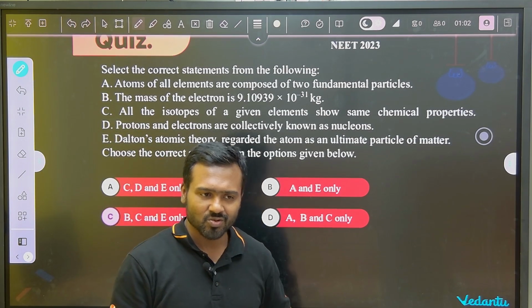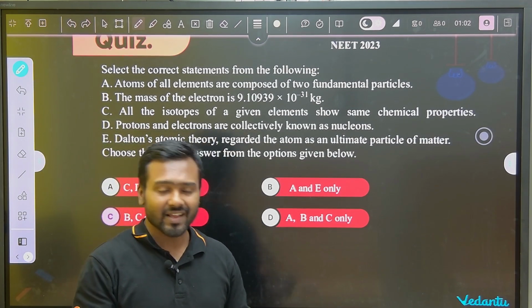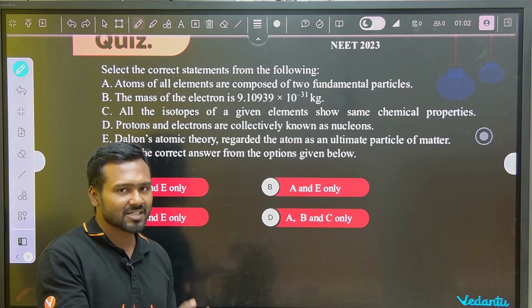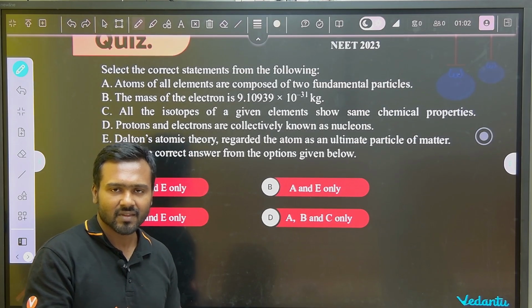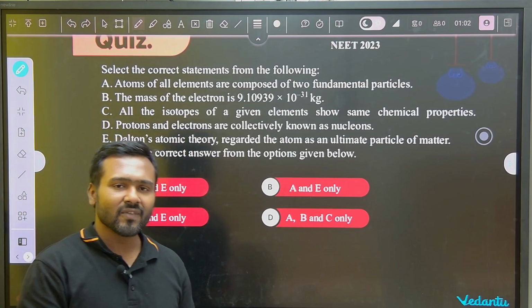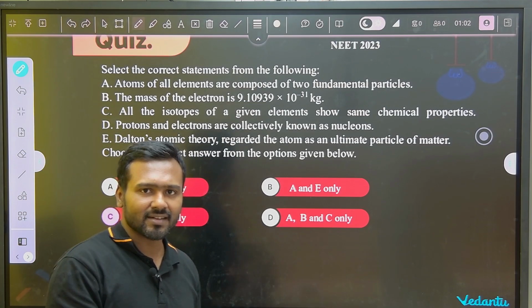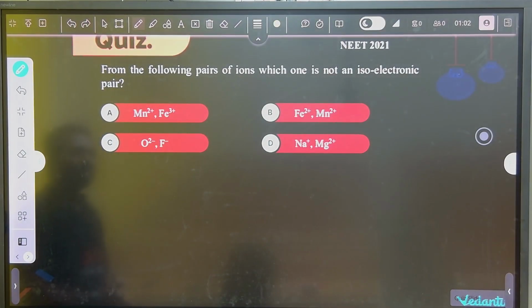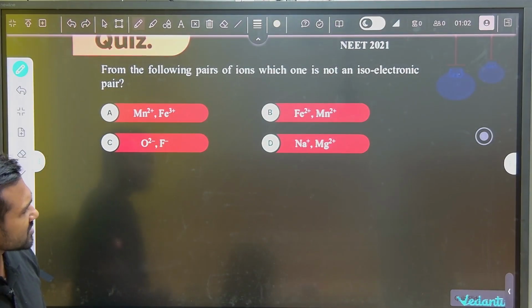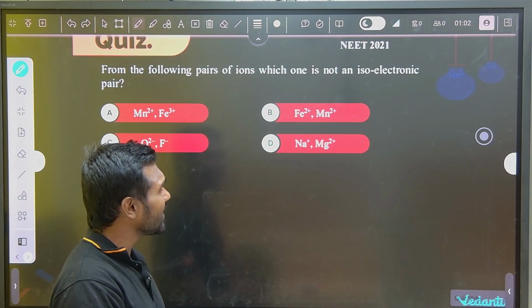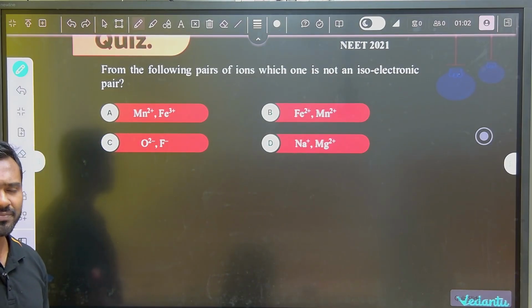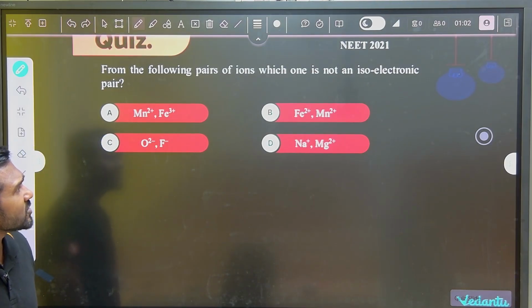Yes. So what Dalton said, we cannot divide the atom. The atom itself is the smallest particle, and in fact that is the defect of Dalton's theory. Next question. From the following pairs of ions, which one is not an isoelectronic pair? This is a NEET 2021 question.